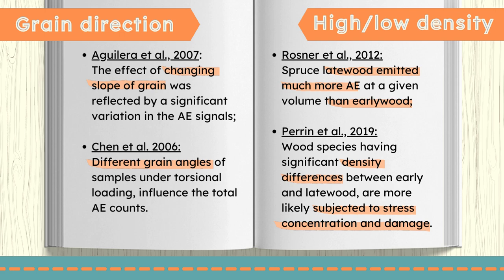Perrin et al. highlighted in their work that wood species having a significant difference in the density values between latewood and earlywood, for example fir, are more likely subjected to stress concentration at the earlywood-latewood interfaces. When the differences between earlywood and latewood density values are very small, for example in poplar, the damage mechanisms are quickly initiated but evolve progressively until the rupture, so numerous but not very energetic signals.